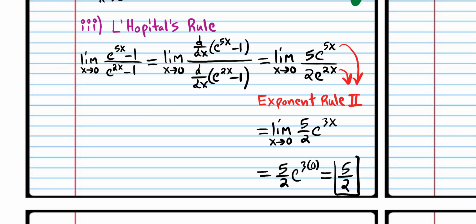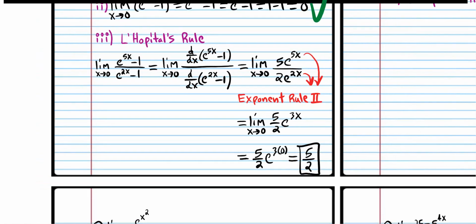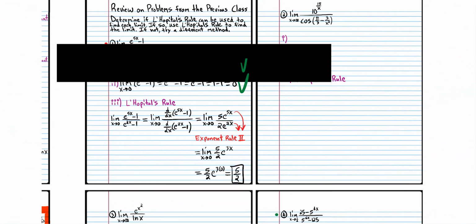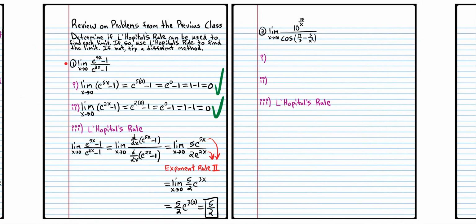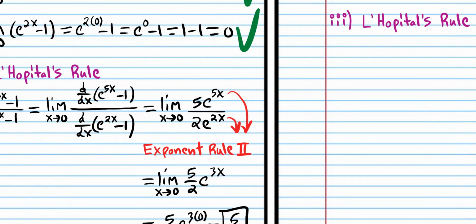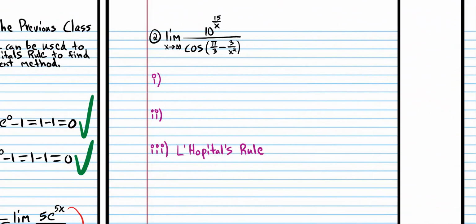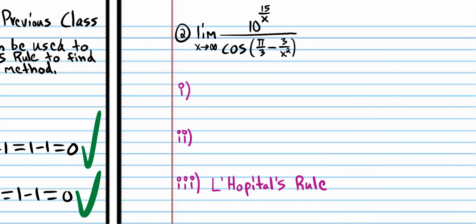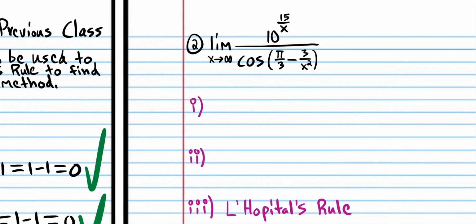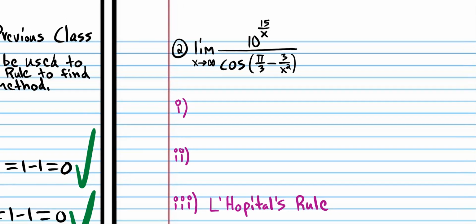We had to kind of rush forward there because we're out of room. So we used L'Hopital's rule successfully on that problem. Again, we're just doing some review. And this problem was a little bit different because we had to use exponent rule number 2. We didn't have any problems in the previous class where we had to do that. We didn't have to do it, but it just made the expression simpler.